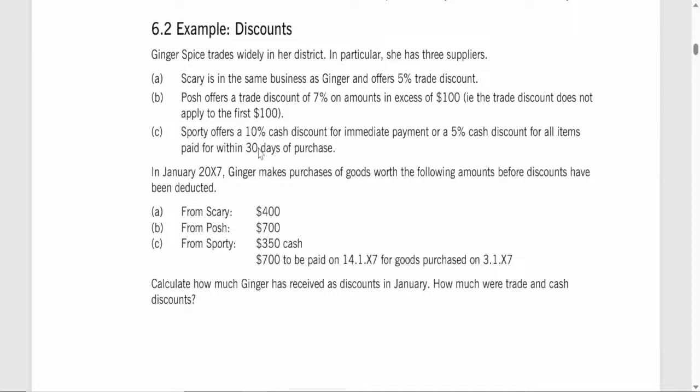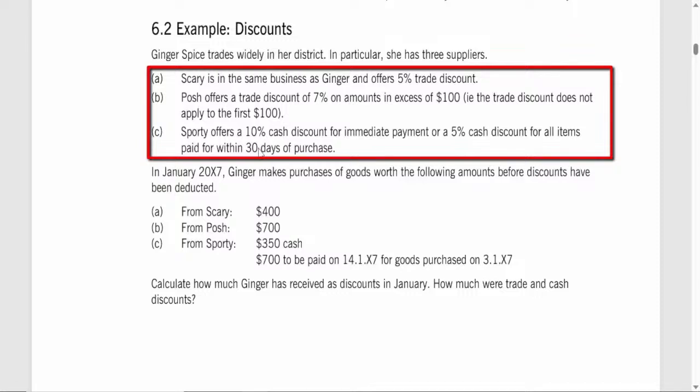Setting the scene. Ginger Spice and her 3 suppliers. Ginger Spice, a businesswoman, buys goods from 3 suppliers: Scary, Posh, and Sporty. Each of these suppliers offers discounts, but the discounts work in different ways. These discounts are either trade discounts, given for being a loyal customer or buying in bulk, or cash, or settlement discounts, given for paying quickly. Let's go through what each supplier offers.